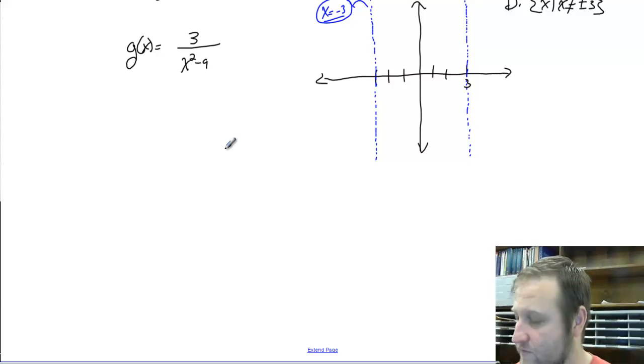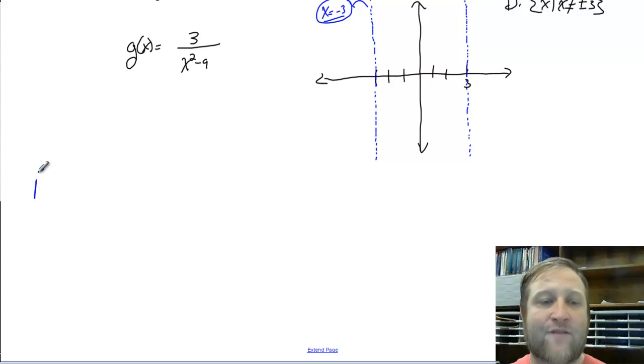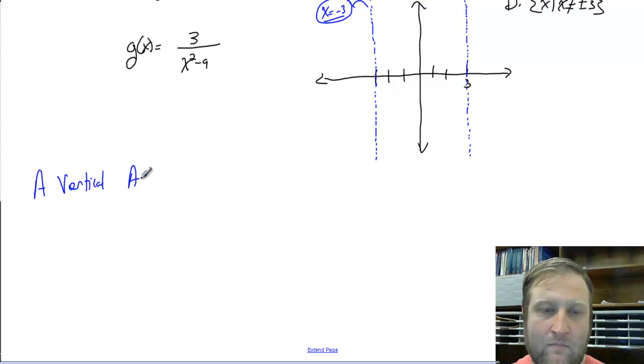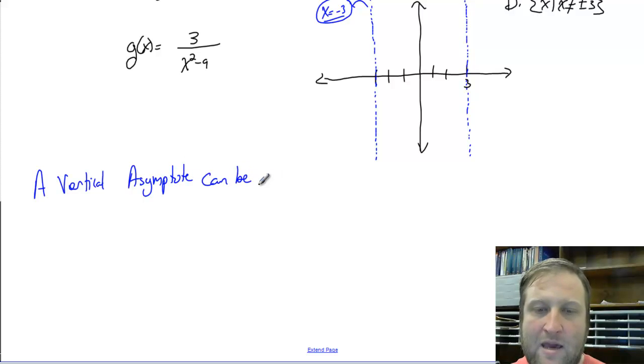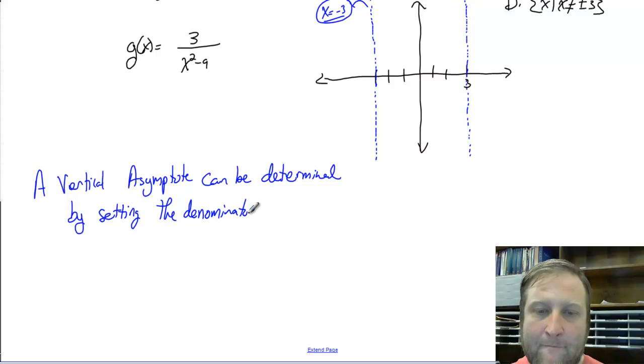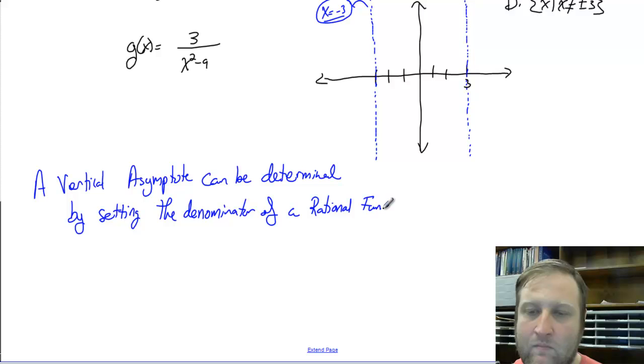So how would I write a vertical asymptote? A vertical asymptote can be determined by setting the denominator of a rational function equal to 0.